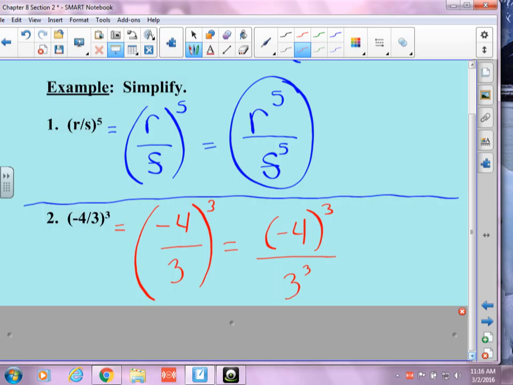Why does 4 have to have parentheses? It's negative. Yes, because it's negative. Okay, and I can go further. -4 to the third is -64, and then 3 cubed is 27.